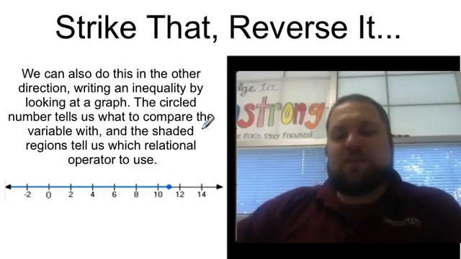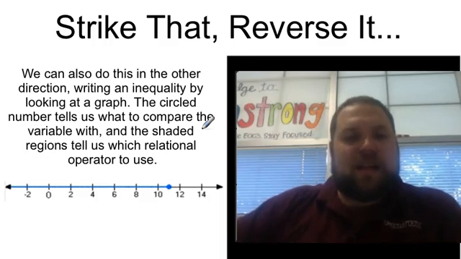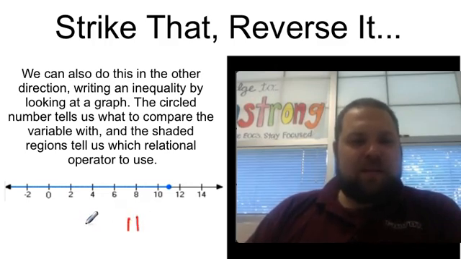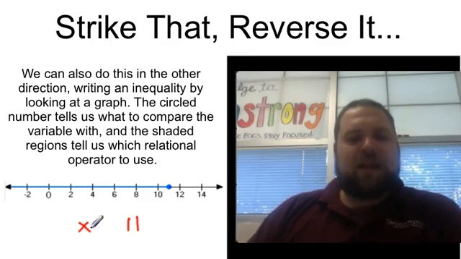Now, we can also do this going the opposite direction. I can give you a graph and we can write an inequality for it. So look at this particular graph. The number that is circled, so the number of interest, is between 10 and 12. Well, we know what number comes between 10 and 12. That's going to be 11. And so we know we're comparing our variable to 11.